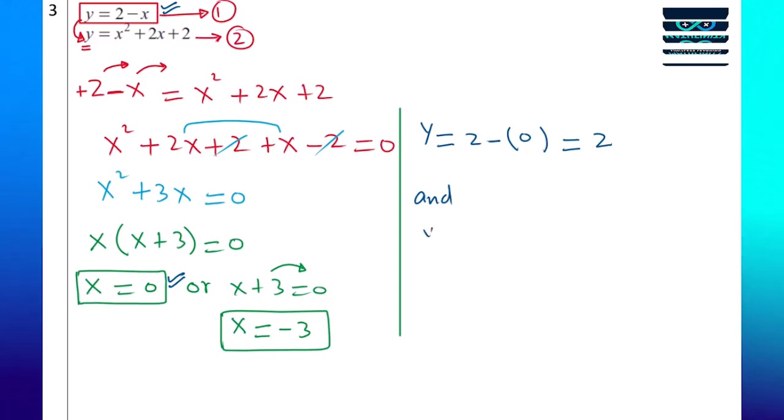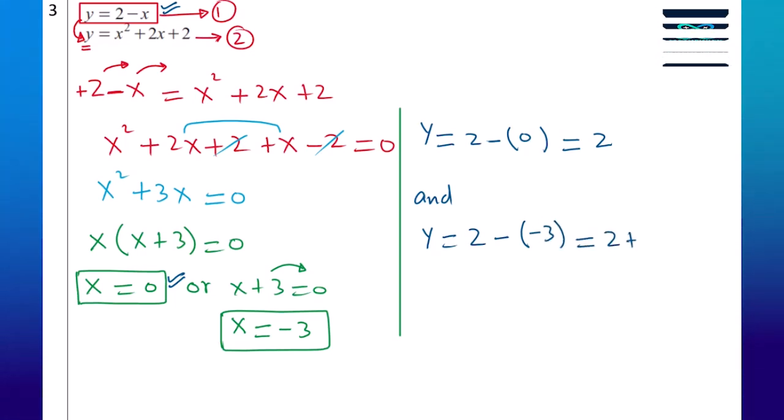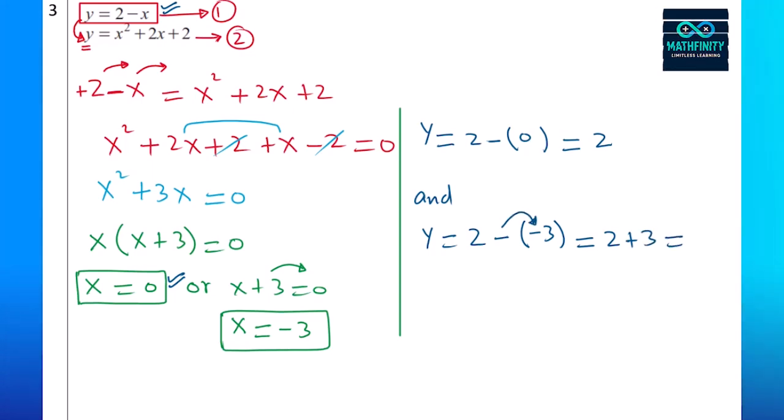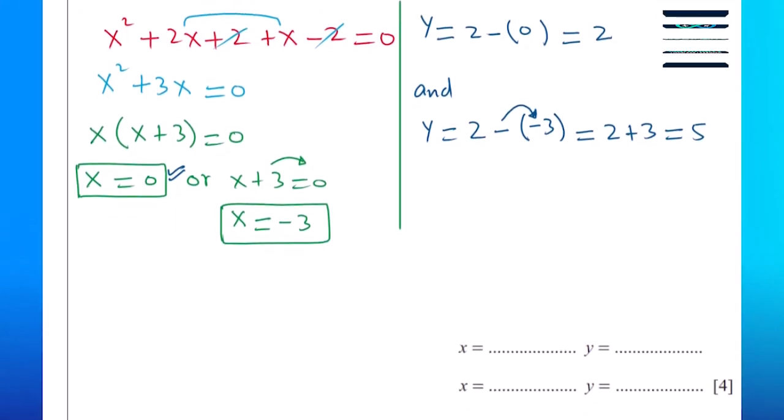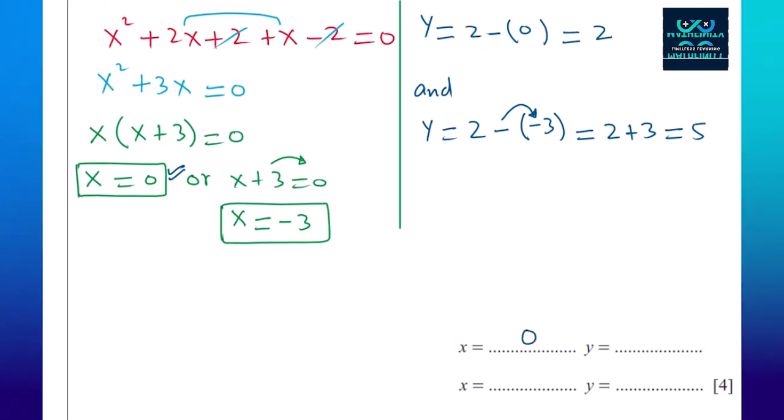And we have to substitute now negative 3. So negative 3 will give us 2 plus 3, because negative and negative will become positive. So 3 and 2, 5 will be the answer. But these two answers we have to write in the given space. First we got x is 0. When we substituted 0, we got 2. So here you have to write. And when we substituted negative 3, we got positive 5.